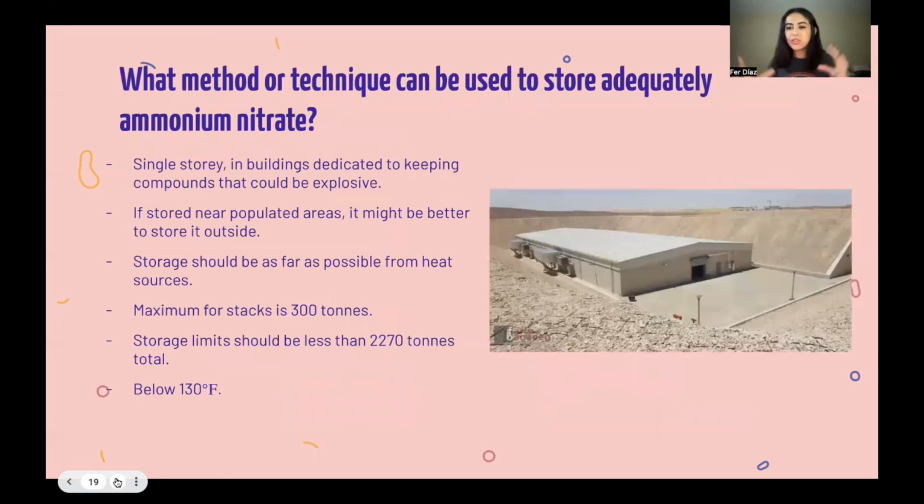So how can we actually store this ammonium nitrate? This is a perfect example of it. This is Jordan in the Middle East. The reason why this is perfect is because it's in the middle of nowhere. It is 70 kilometers away from the city. It is made of concrete and steel so that if one stack blows up, the other ones won't be affected. And also it has heat regulation. So this would be the perfect example of how to store it.